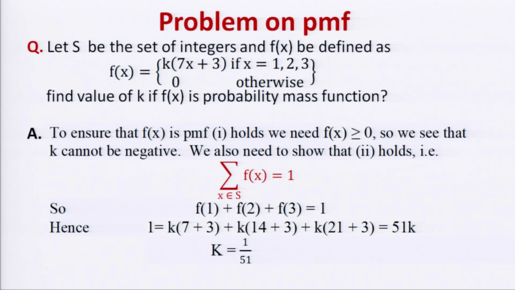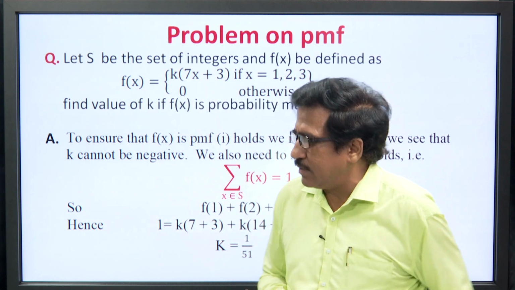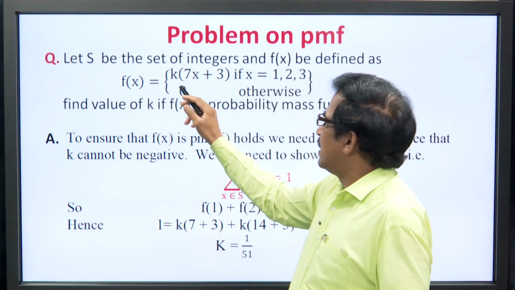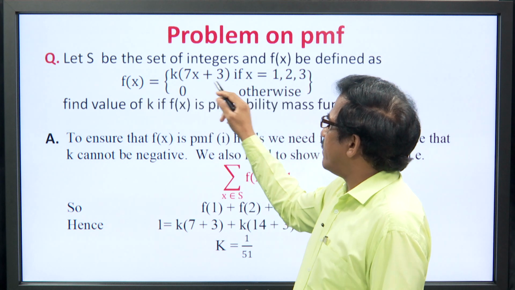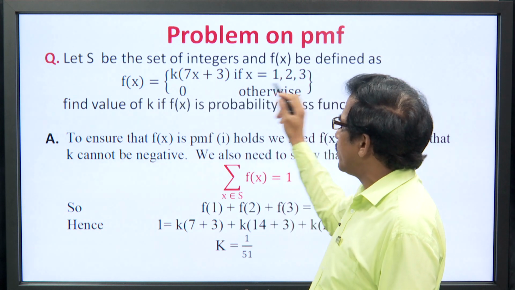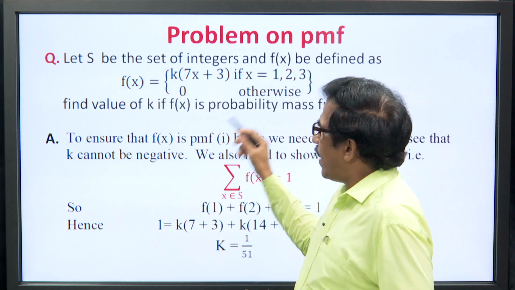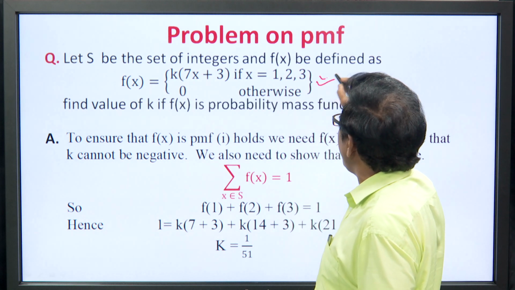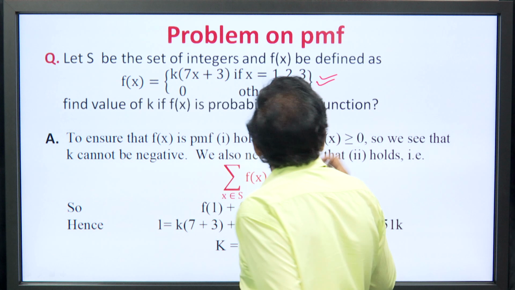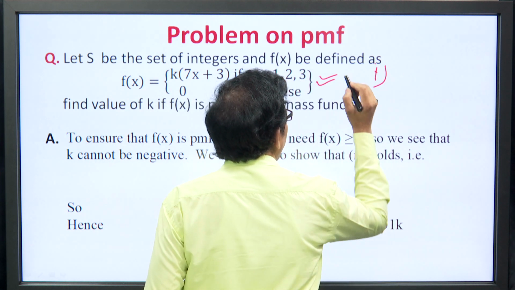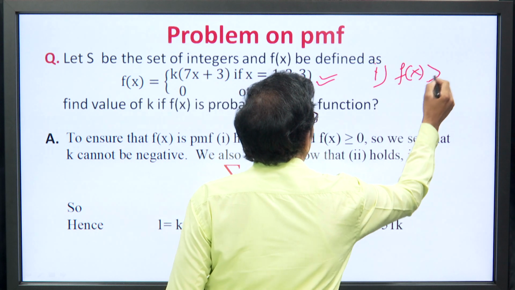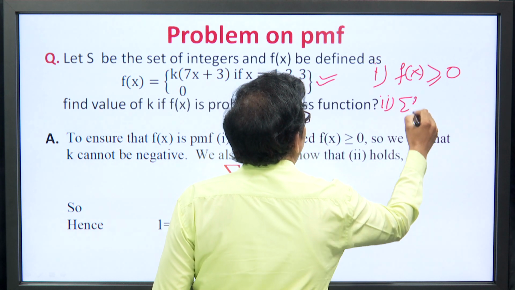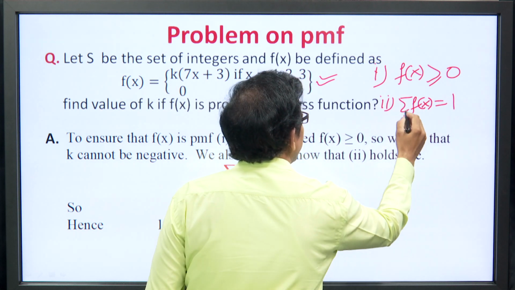Let us take an example to better understand what a probability mass function is. The question is: let S be the set of integers and f(x) be defined as f(x) equals k times (7x plus 3) if x has the value 1, 2, 3, or 0 otherwise. Find the value of k if f(x) is a probability mass function. Now, if this f(x) is a probability mass function, then it must hold two conditions. Number one, f(x) is always greater than or equal to 0, and the second condition is that the sum of all f(x) is equal to 1.